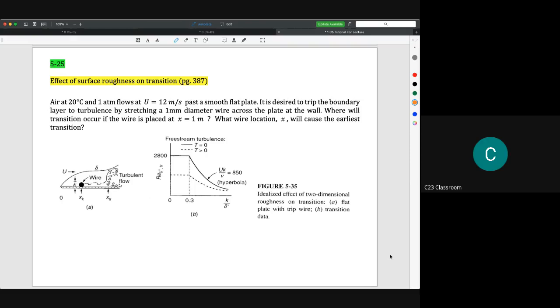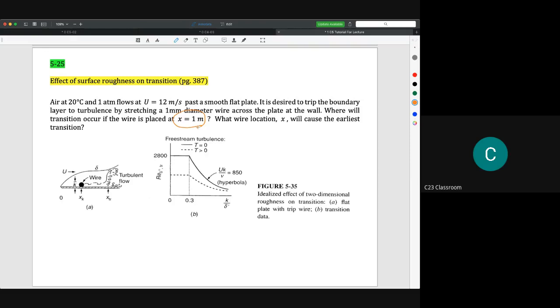a smooth flat plate. It is desired to trip the boundary layer to turbulence by stretching a 1 millimeter diameter wire across the plate at the wall. Where will transition occur if the wire is placed at x equal 1 meter? What wire location x will cause the earliest transition?